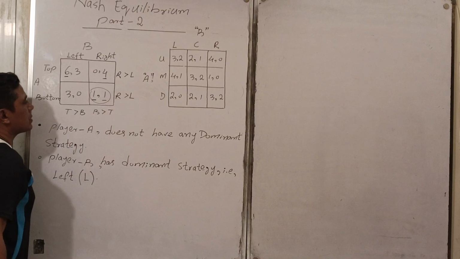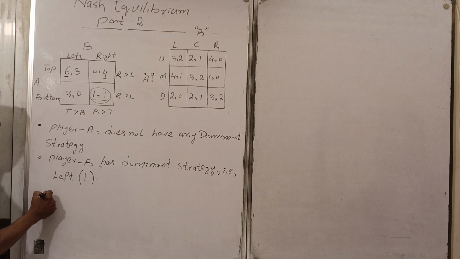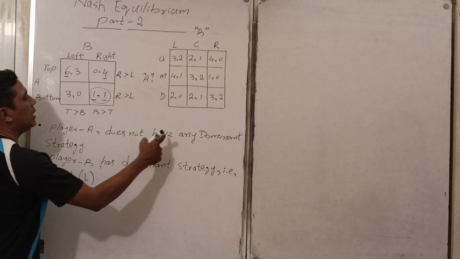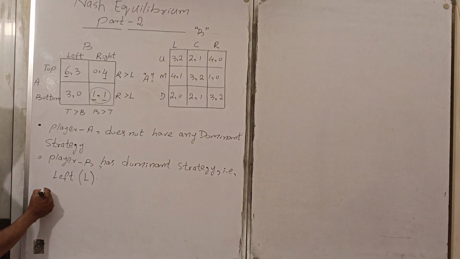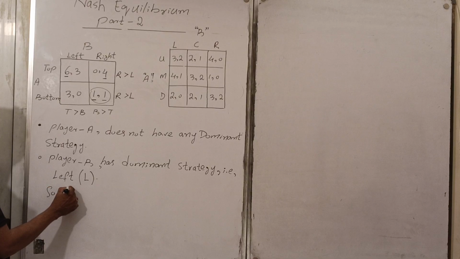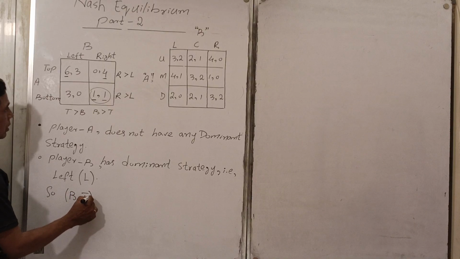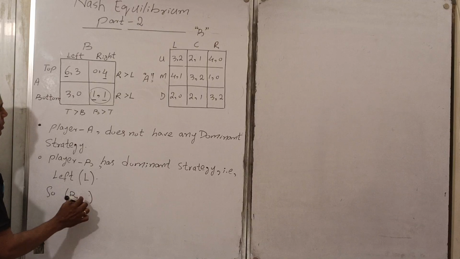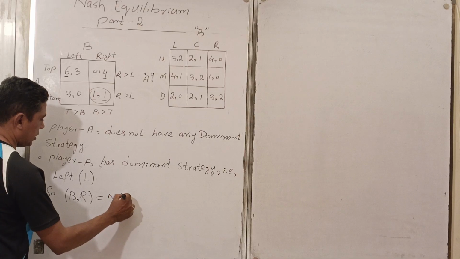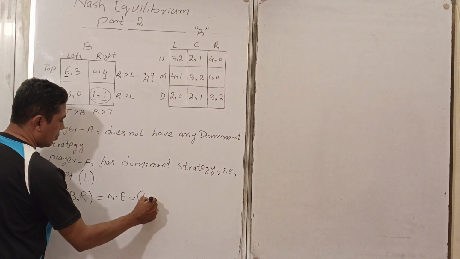Okay, so this is the Nash equilibrium. Now the Nash equilibrium, although A does not have any dominant strategy. So what? Bottom and right, sorry, bottom and right is the Nash equilibrium. Okay, that is 1, 1.